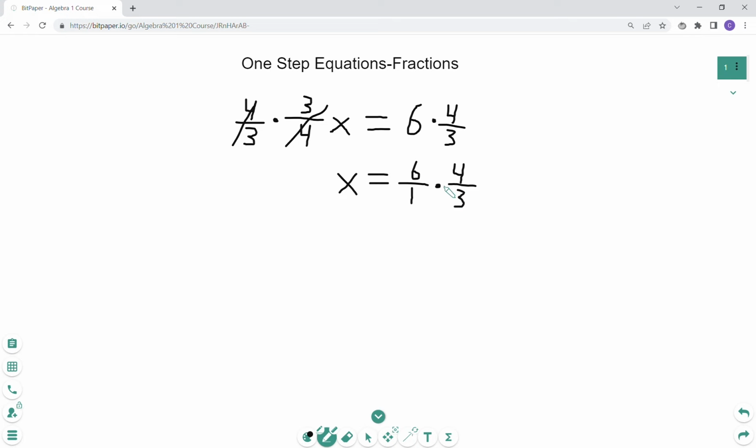And now if I'm multiplying two fractions, I got to multiply the numerators together, and I got to multiply the denominators together, right? So multiply the numerators together, I got 6 times 4, which gives me 24. And if I multiply the denominators together, I got 1 times 3, which gives me 3. All right, so now I have 24 divided by 3 for the result here. So if I do 24 divided by 3, I get x is equal to 8.